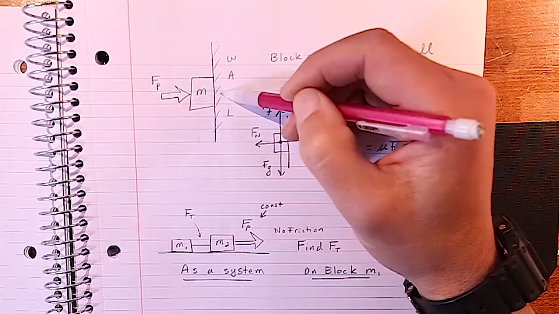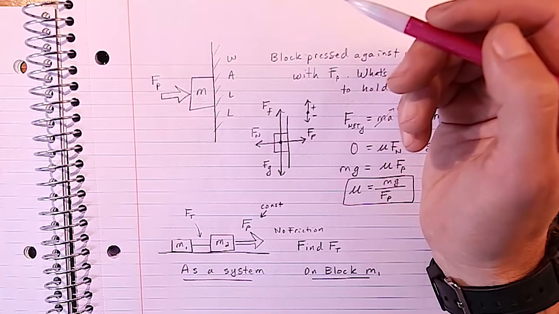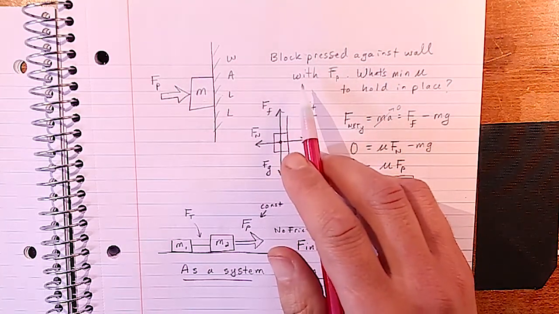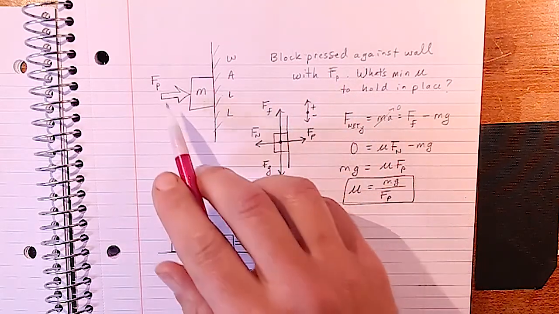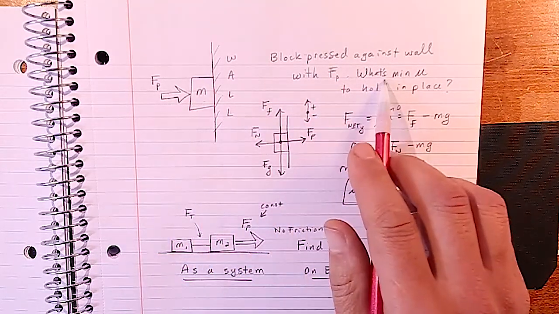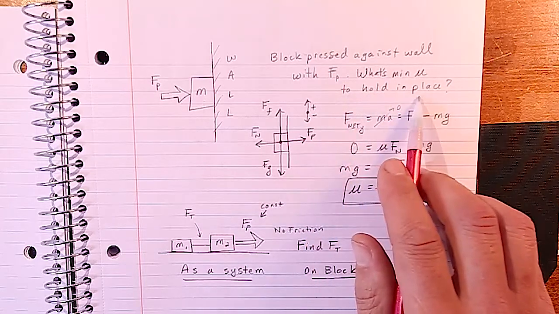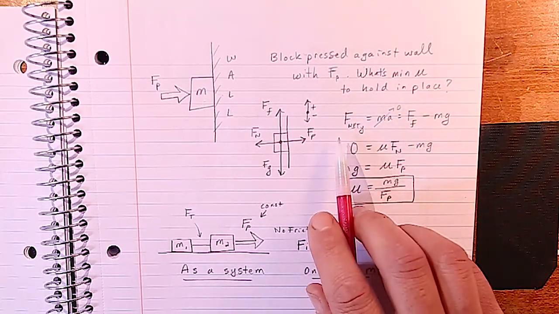That force of the wall pushing against the book is the force normal. So let's look at the question. The block is pressed against the wall with a force of Fp. That's going to be this force here. What's the minimum coefficient of friction to hold this book in place?